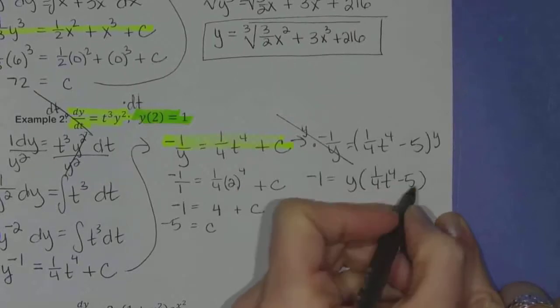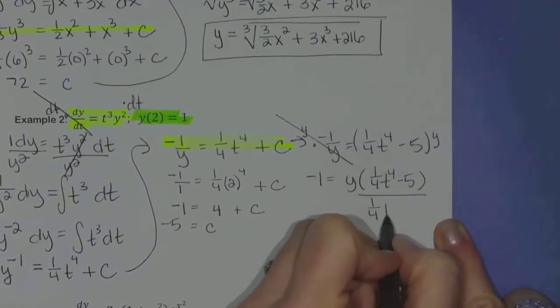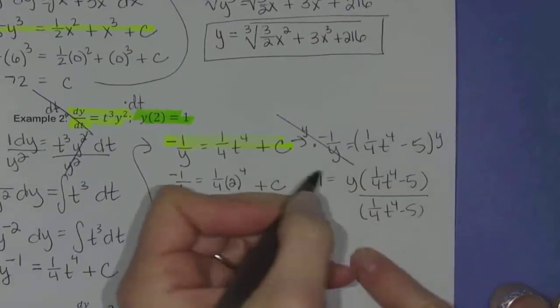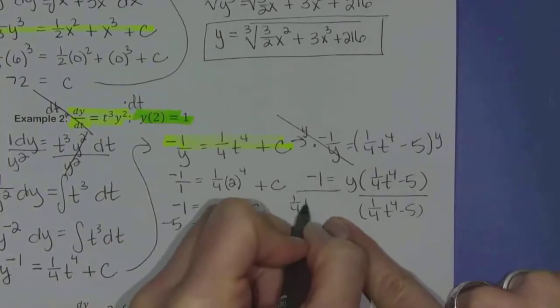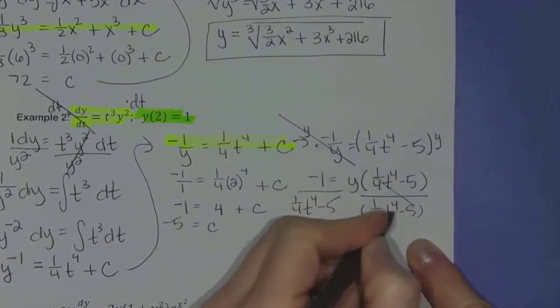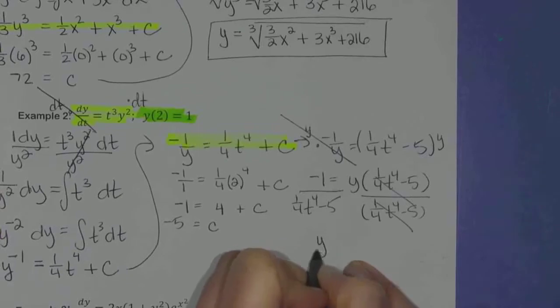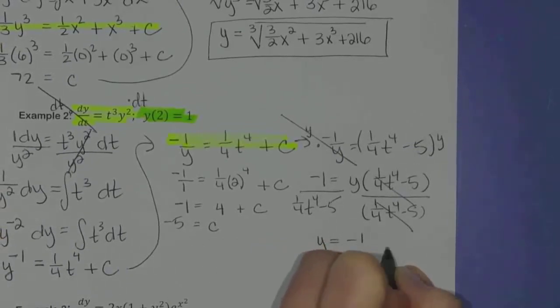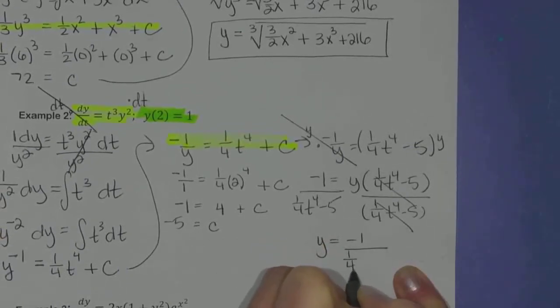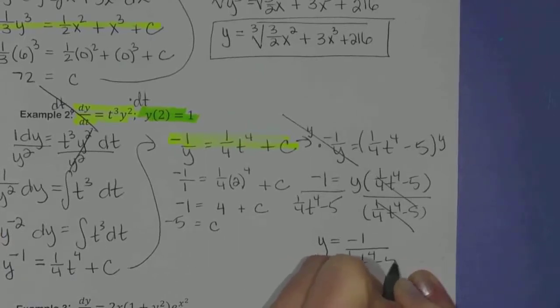And to get y alone, I'll just divide both sides by 1/4 t to the fourth minus 5. And that should do it. These will cancel. So my y is equal to negative 1 divided by 1/4 t to the fourth minus 5.